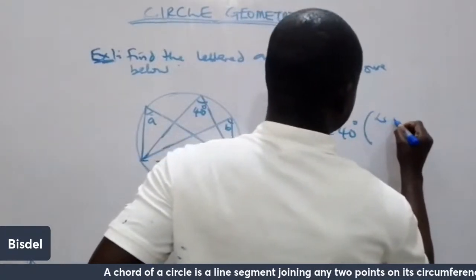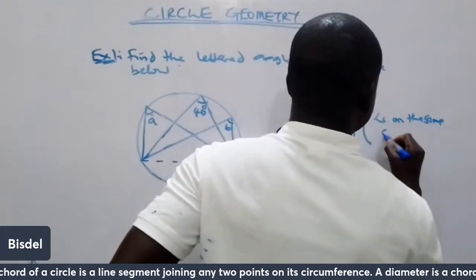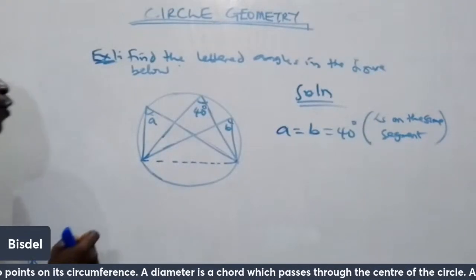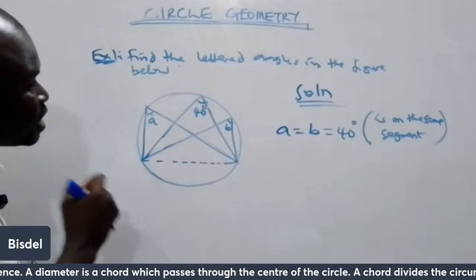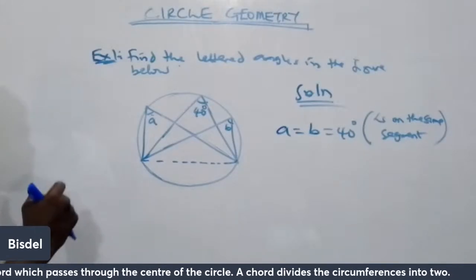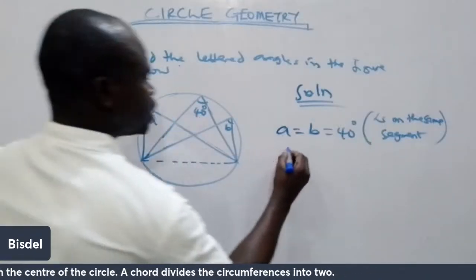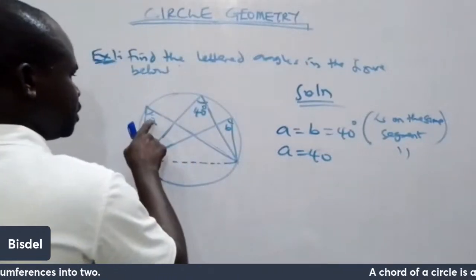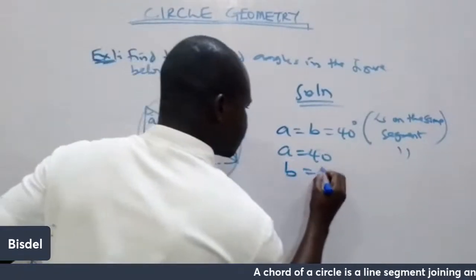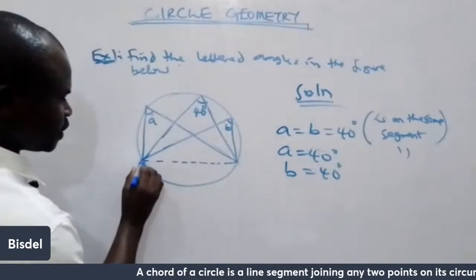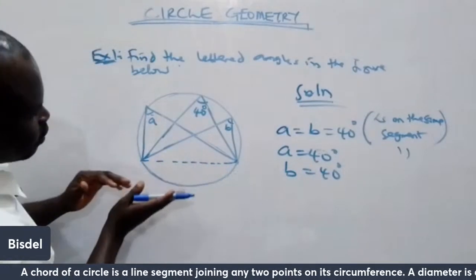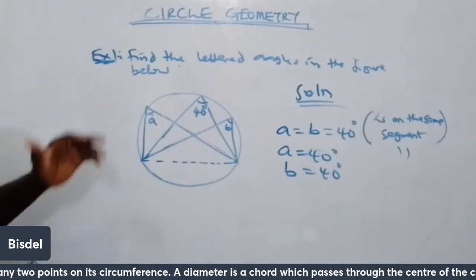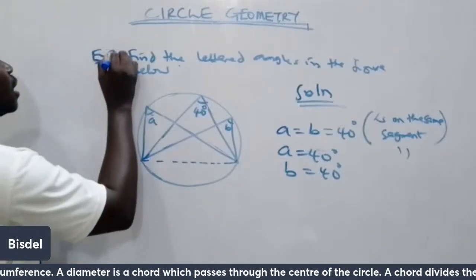Reason: angles on the same segment are equal. As I said in the last class, you cannot make any statement under circle geometry without a reason. You should be able to give a convincing reason. A and B are on the same segment. A is equal to 40 degrees, angles on the same segment. B is also equal to 40 degrees. They are on the same segment, because if you trace this out, you realize that we've divided the circle into two: major segment and minor segment. So if they are on the same segment, the theorem says that they are equal.